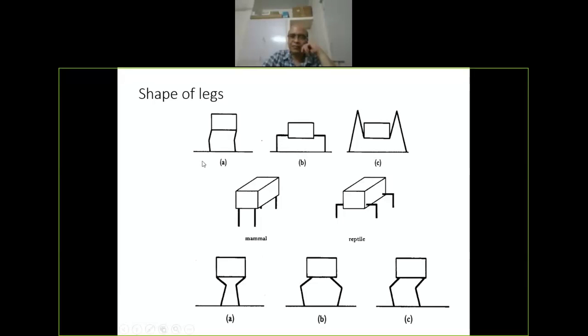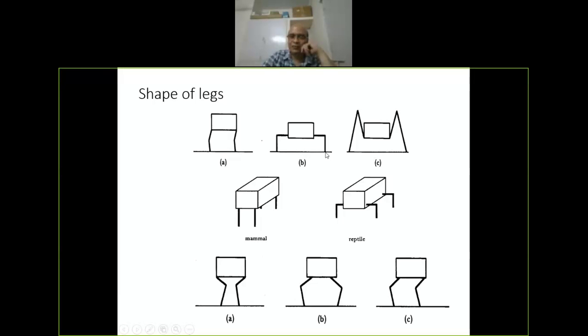Now, figure A is mammals, human beings. Figure B is reptiles. In the case of reptiles which are climbing walls, the body has to be maintained very close to the wall. Otherwise, the foot has to support a very high torque.